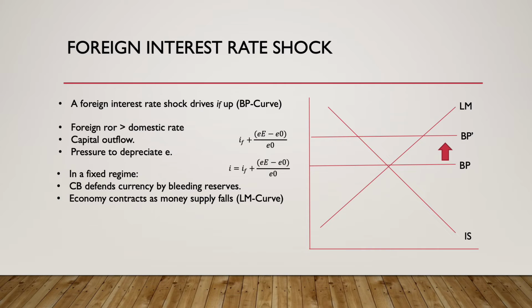But since the central bank is defending the currency, bleeding reserves, it is also absorbing these capital outflows, and it's absorbing the domestic money supply. And so the LM curve shifts back. And this shift is a shift in monetary policy that accommodates entirely the foreign interest rate shock, such that the decline in GDP and rise in unemployment will be fully felt by the economy.